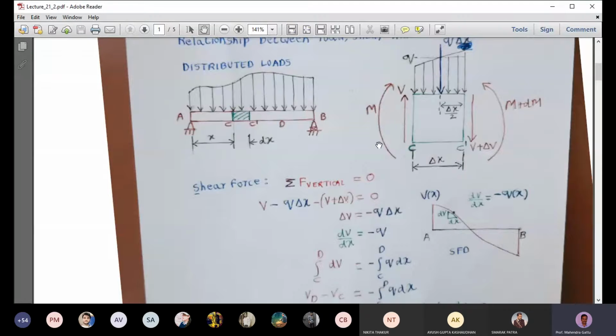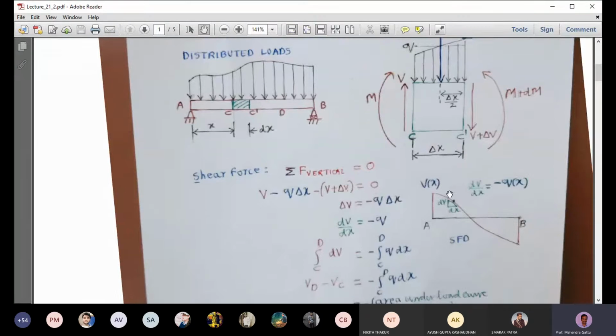V and V will cancel out, and delta V we can send to the right hand side, and we will get delta V equal to minus Q delta x. That means the change in shear force is negative, so there is a reduction in the shear force as we move from the left edge to the right edge. When there is a downward distributed load acting, if you move from left to right, there is a drop in the shear force. That is what delta V equals minus Q delta x means.